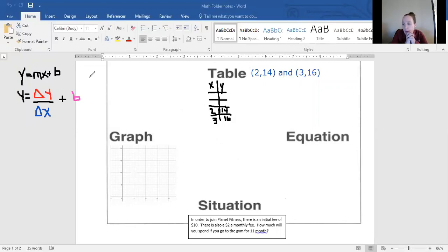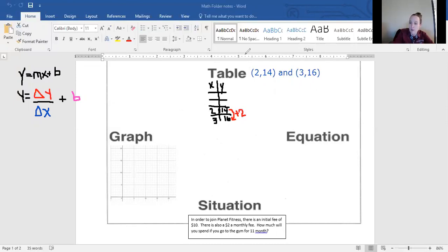So you have a table now. How do you find those 3 things when you're given a table? Well, let's come over here. Here's the y. Well, let's take a look. What is the change in y? Well, I started at 14 and I went up to 16, so my change in y is 2. Okay, check mark. I got that done.